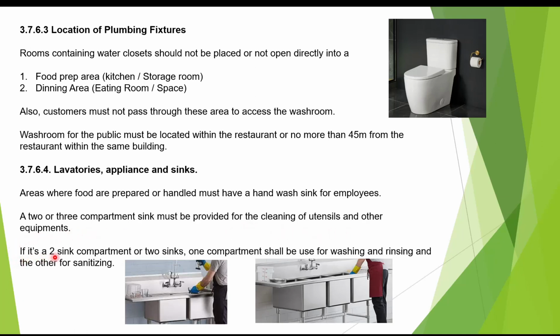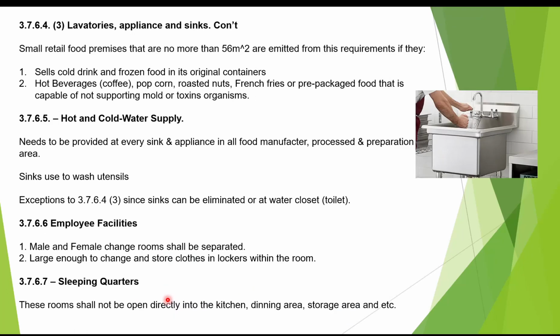Now, if it's a 2 compartment sink, and that's this here, or 2 sinks, so basically you can have 2 separate sinks. You don't need to have this directly. One compartment shall be used for washing and rinsing. So let's use this compartment here where this guy's hand is for washing and rinsing, and the other for sanitizing. So this other compartment for sanitizing. Hope that's understandable.